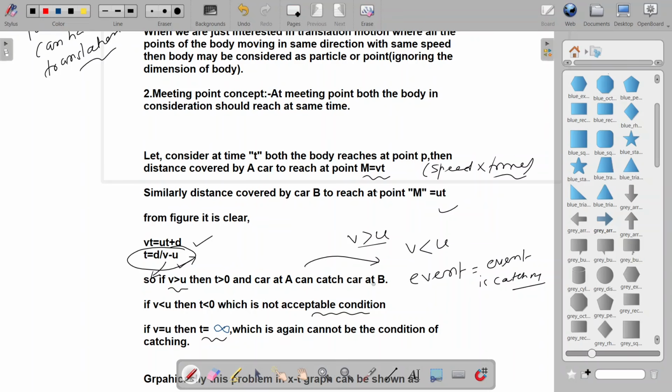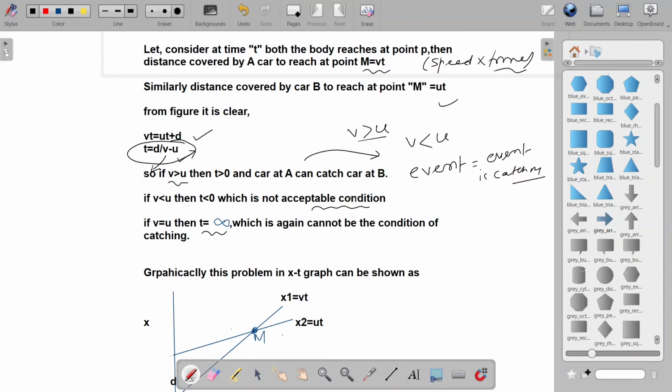So friends, I think we are clear on these two concepts. Meeting point means both the particles should reach the point at the same time, and that location can be equated. Now let us try to solve this problem graphically.